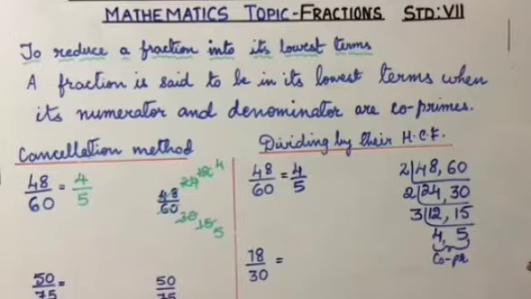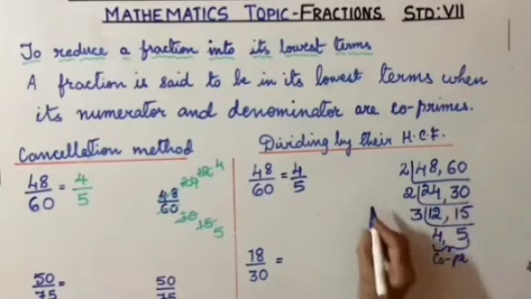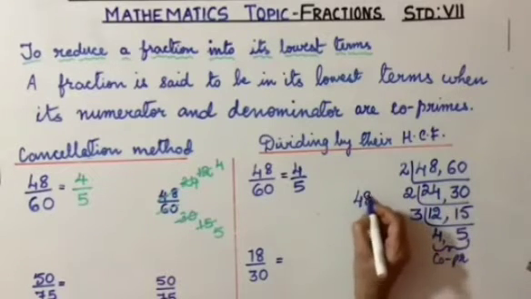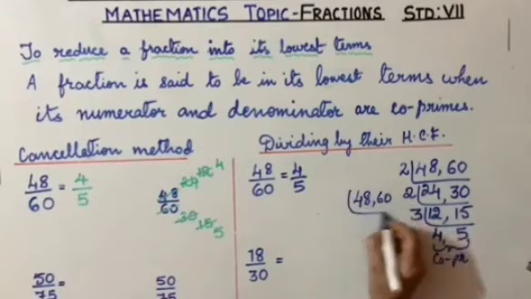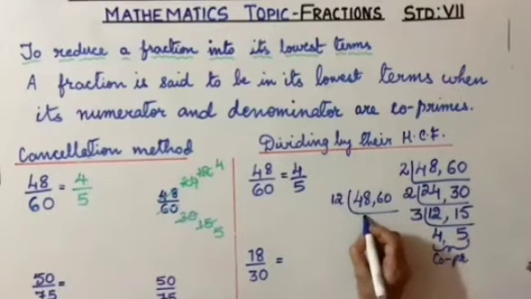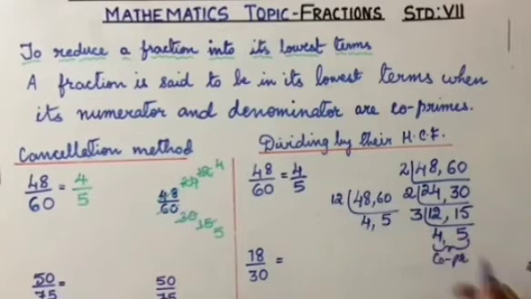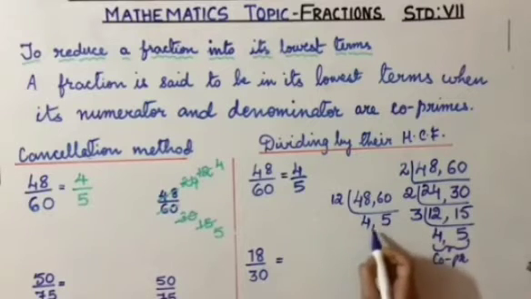Or if you can think of the highest common factor, because now most of you can guess what the highest common factor is between the two. So directly you can write 48 by 60 divided by 12: 12 4s, 12 5s. So 4 by 5 is the simplest fraction.